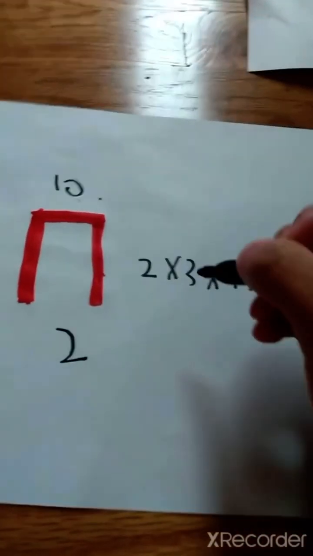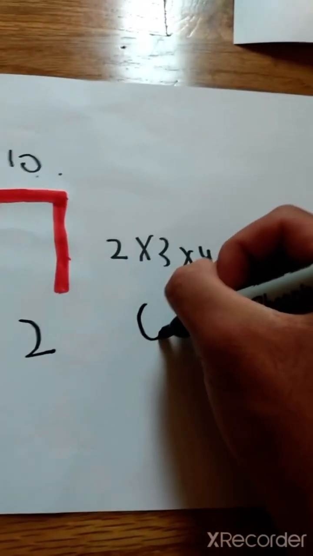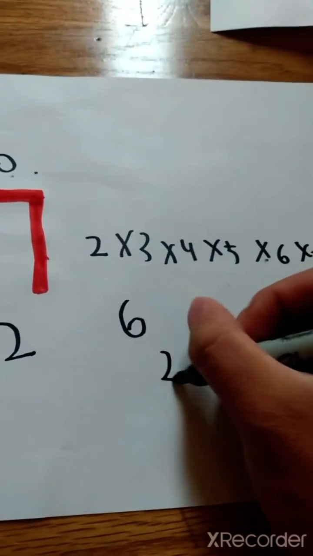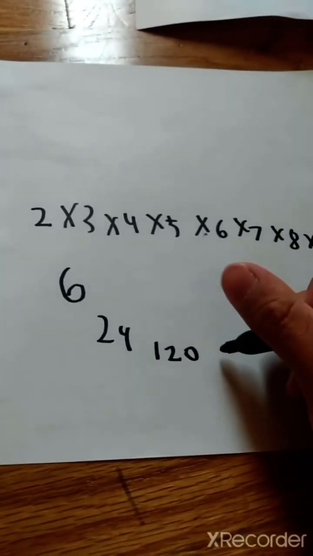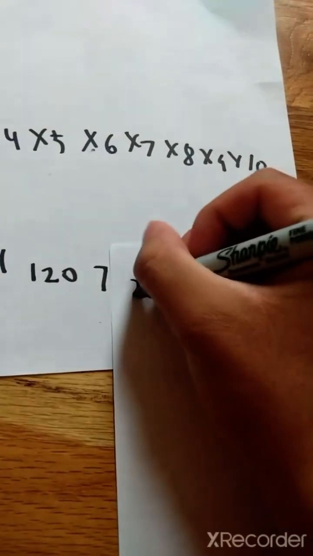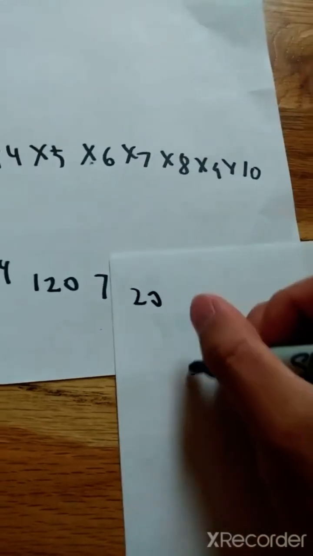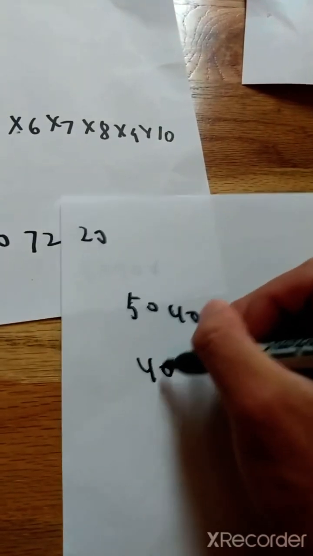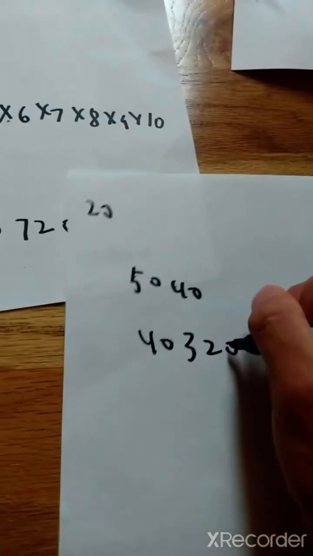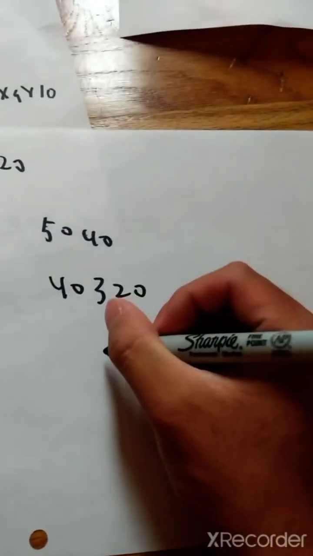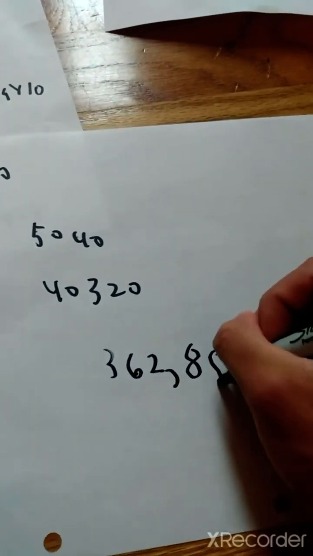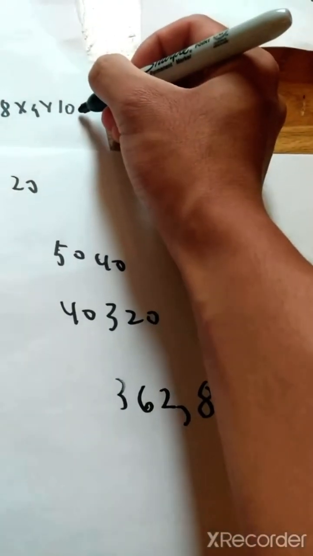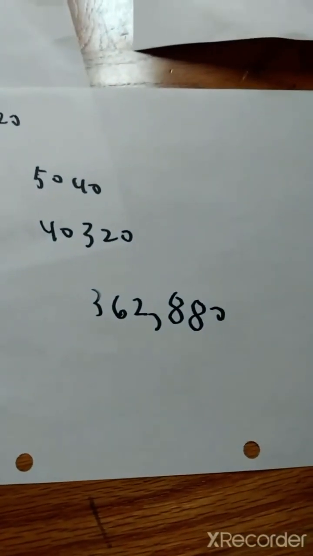So let's start. 2 times 3 is 6, times 4 is 24, times 5 is 120, times 6 is 720, times 7 is 5,040, times 8 is 40,320, times 9 is 362,880. And we have our multiply by 10, which is the finish line.